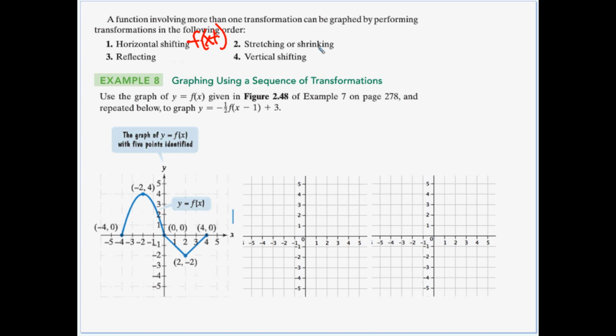The stretching and shrinking is going to be f of, you're going to have a number in front of your x. Fraction or whole number will determine if it stretches or shrinks. The reflections, remember that's the negatives, either the negative of f of x or the f of negative x. One is a flip over the x-axis, the other is a flip over the y-axis. And then finally the vertical shifting is when you have your f of x and then the plus or minus occurs outside. That's the one that is intuitive. Plus is up, down is negative.